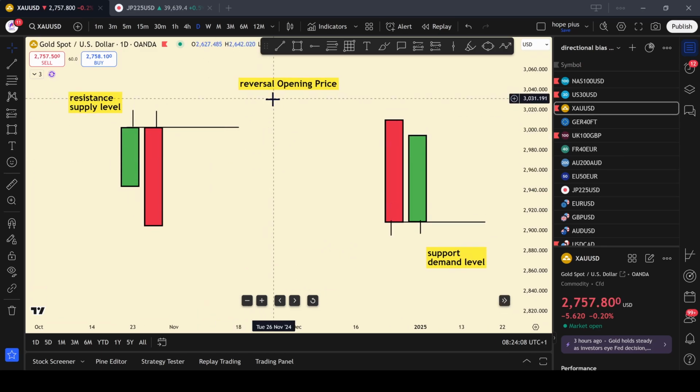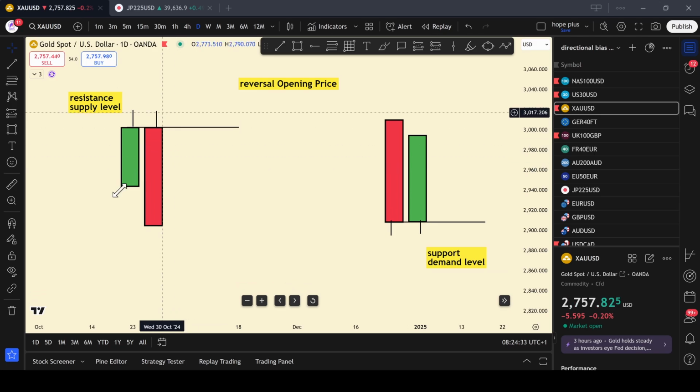The reversal opening price. If you have been following my opening price strategy series, I've discussed three types of opening price. In this video, I'm going to explain the second type. The first one I did, if you have not watched that video, I'll put the link in the description. It was on the Quasimodo opening price. So this one is about the reversal opening price.